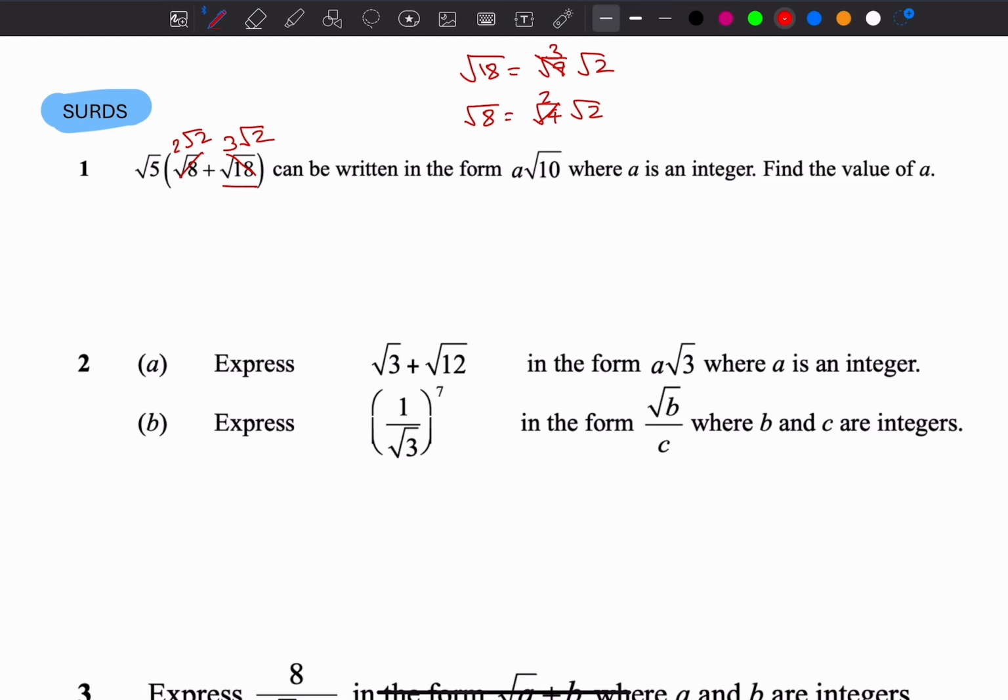So root 5 times that. When you multiply here, the number in the front, there's no number, so it's just 1 times 2, which makes it 2 root 10, plus we multiply 1 times 3, which is 3 root 10. Root 5 times root 2 is root 10. This can be added together. 2 root 10 and 3 root 10 is 5 root 10.